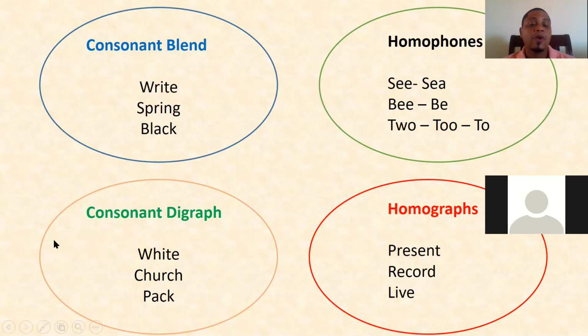For example, we have the word white, okay? So the W and the H together, the two of them, they only have one sound. And the sound is wh, white, right? That's the only sound that they produce, the two of them together.